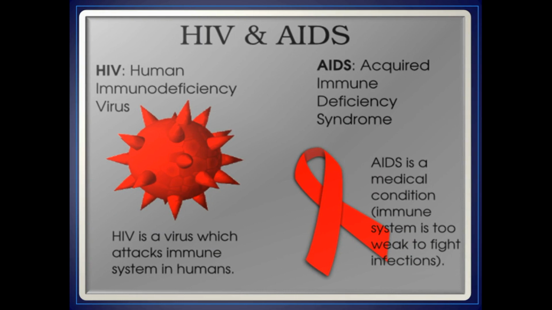What is the difference between HIV and AIDS? HIV is the name of the pathogen, human immunodeficiency virus. It attacks our immune system. Then what is AIDS? AIDS is the name of the disease, acquired immune deficiency syndrome. It is a medical condition in which our immune system becomes too weak to fight infection. So the difference between HIV and AIDS: HIV is the name of the pathogen and AIDS is the name of the disease.